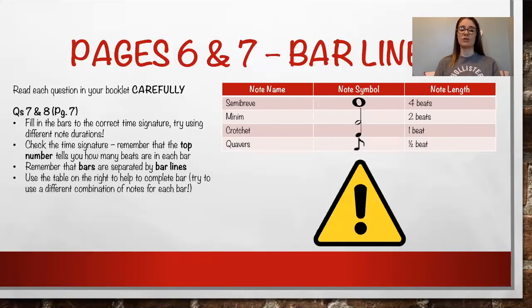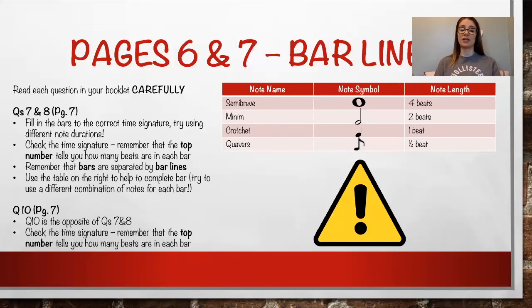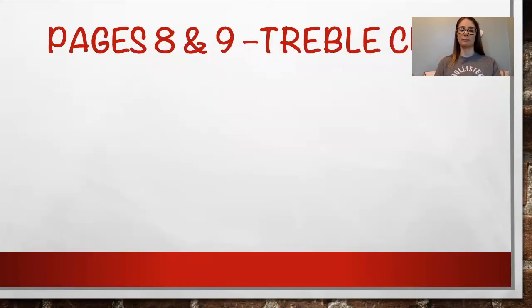Use the table on the right to help you to complete each bar. Try to use a different combination of notes for each bar. Question 10 on page 7. Question 10 is the opposite of questions 7 and 8. Check the time signature. Remember that the top number tells you how many beats are in each bar.